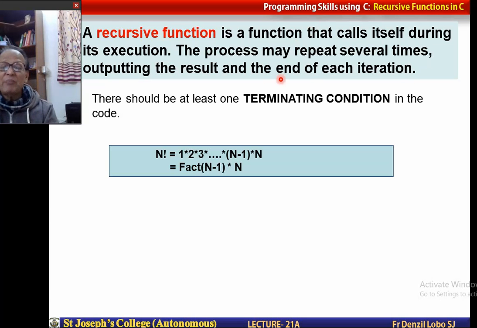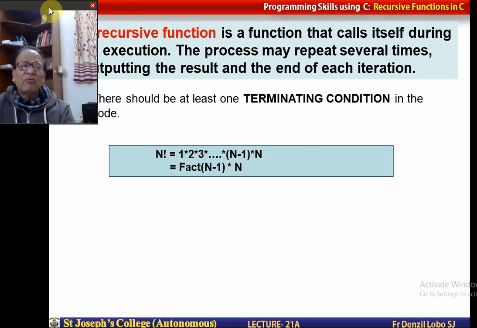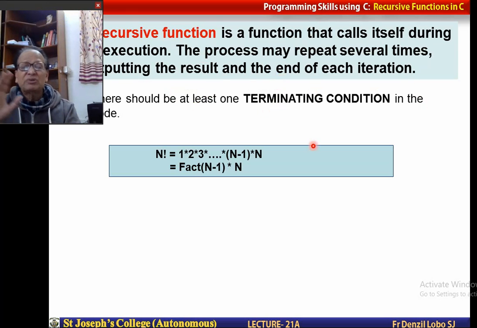But please remember one important thing, that there should be at least one terminating condition. So that is very important to realize. So first, always whenever you want to write a recursive function, look for the terminating condition. What should be the termination condition? Well, let us take the first example to find out the factorial of a given number.